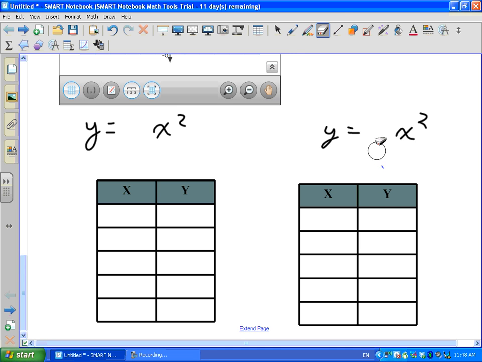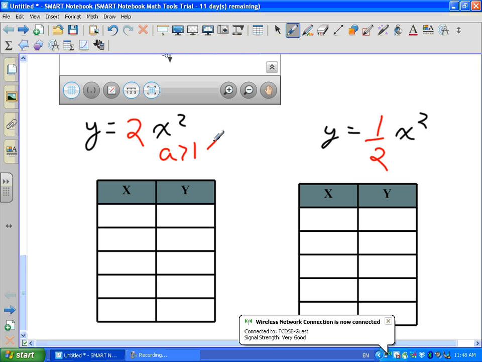Because we're talking about A, I want to do it in red, so it's color-coded to what we're used to. 2 and 1/2. So in this value, first of all, is A less than 1 or greater than 1? Okay, so this is A is greater than 1. Therefore, already we know what this parabola is probably going to look like. Thinner. It's going to be thinner than our original.